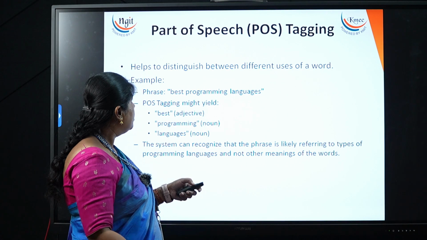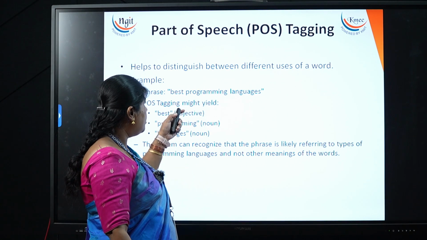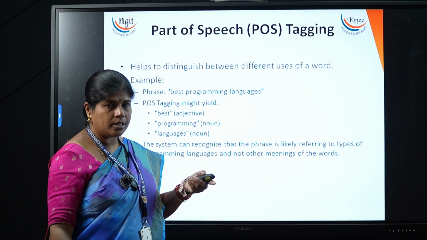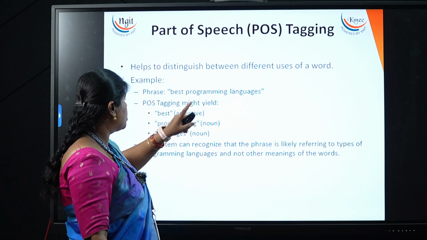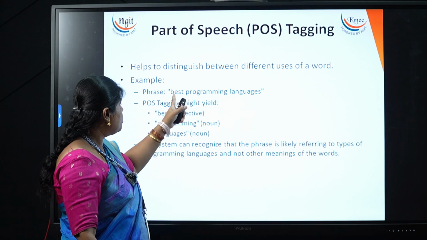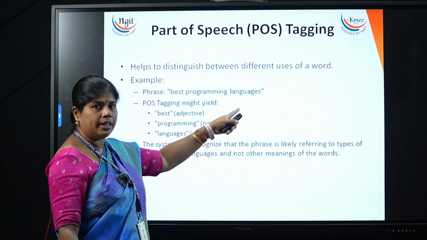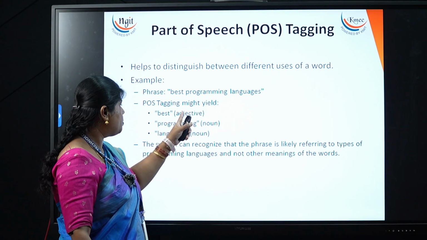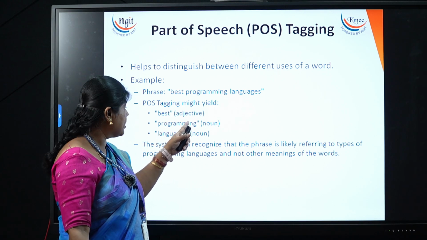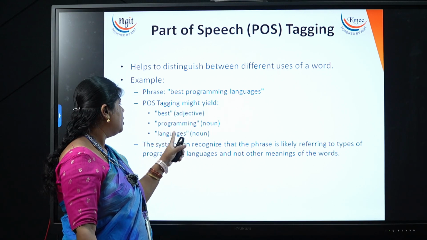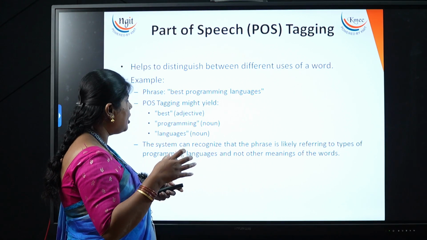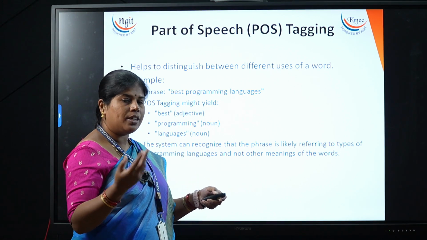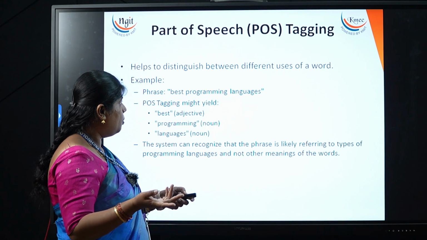Okay. Now here, though you have phrases, you have to apply one technique called part of speech. Now listen. Suppose you have a phrase such as best programming language. Then what are the parts of speech here? Best is an adjective, programming is a noun, and languages is what? Again a noun. So like that, if you apply part of speech, then you can understand the user meaning in a more correct way.